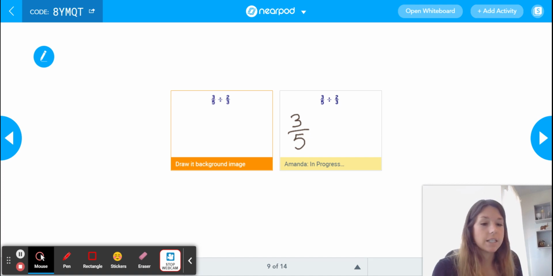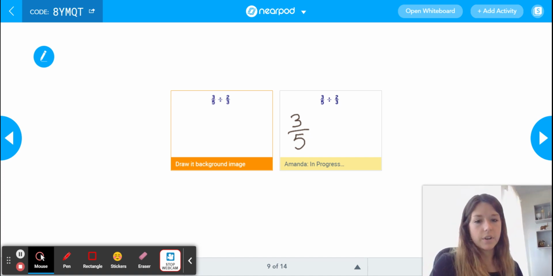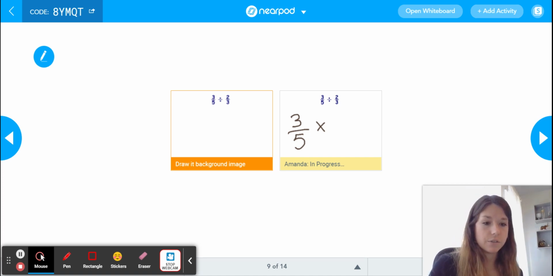Okay, the division sign. I know we keep and then we change. We change the division sign into multiplication. So I see you wrote 3/5. Now I want you to change division to multiplication. So I see that we have 3/5 and then we change to multiplication. Excellent. And then we're going to flip the last fraction.